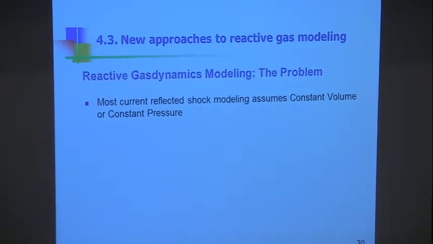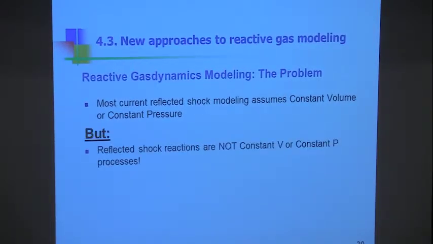So now here's another problem. Most people assume that the reflected shock reactor is constant volume, but it's not constant volume. It's got solid walls, it's got a solid end wall, but the other boundary is a moving shock wave. It may be nearly constant volume, but it's not a constant volume problem.